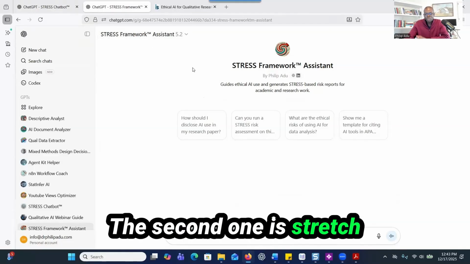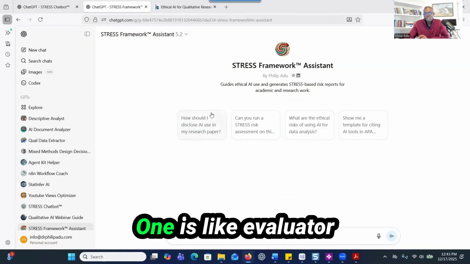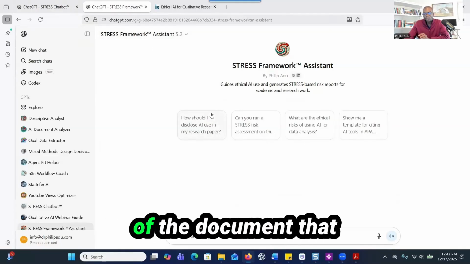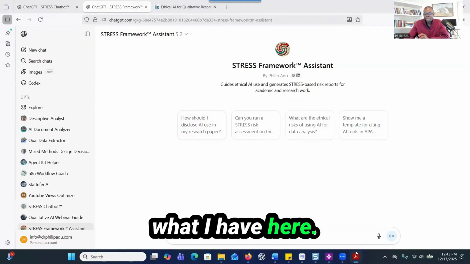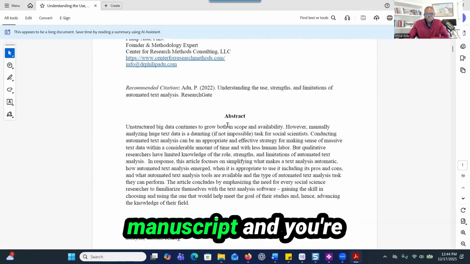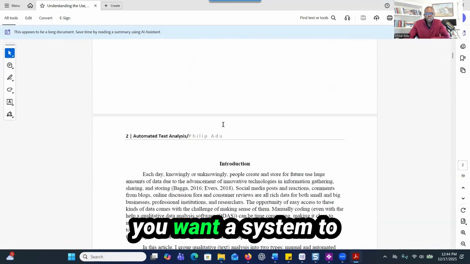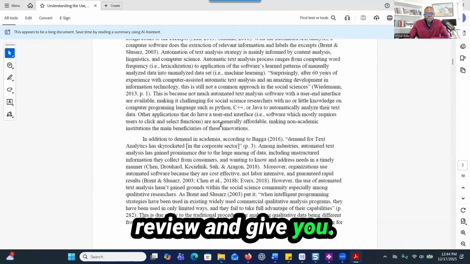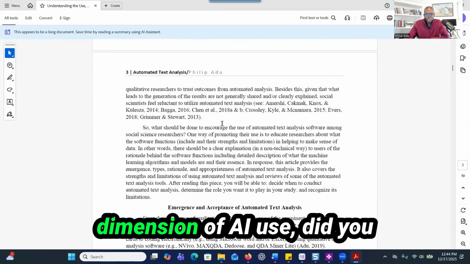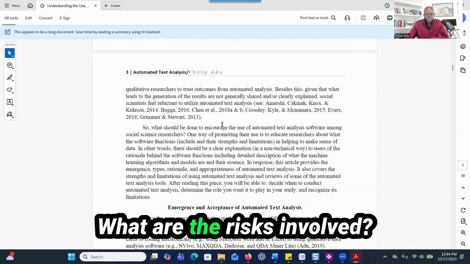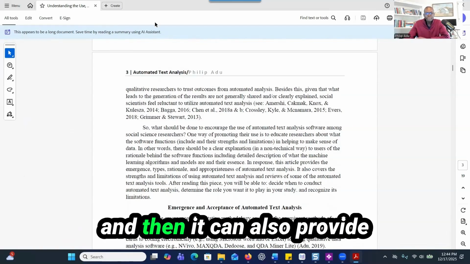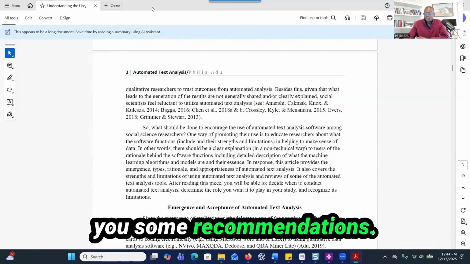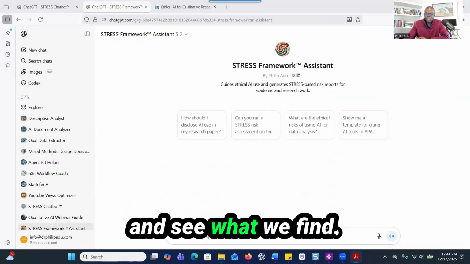The second one is the STRESS framework assistance. Look at this one, it is like an evaluator of the document that you have produced. Let me show you what I have here. Imagine this one is a manuscript and you're about to submit, and you want a system to review and give you information. If there's a dimension of AI use, did you present that information well? What are the risks involved? So it gives you a report, and then it can also provide you some recommendations. So let's use this one and see what we'll find.